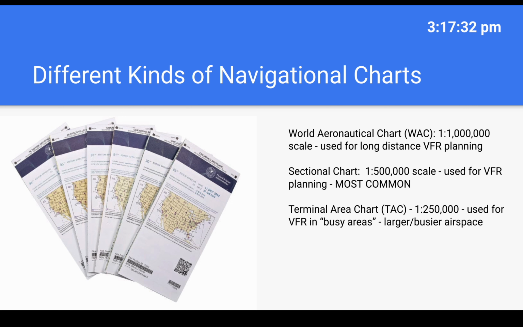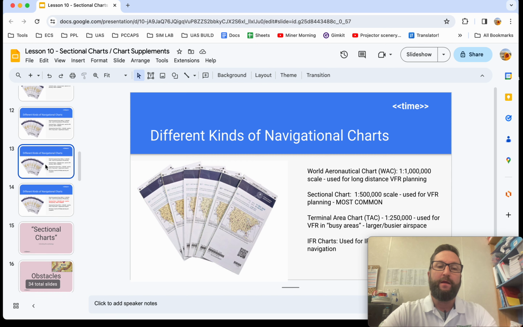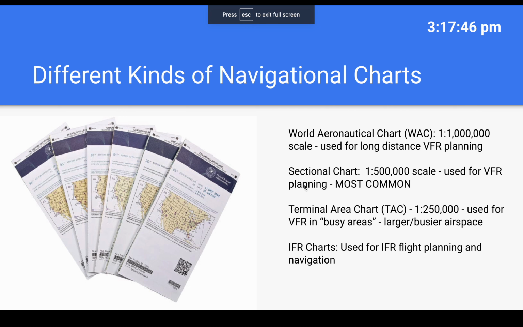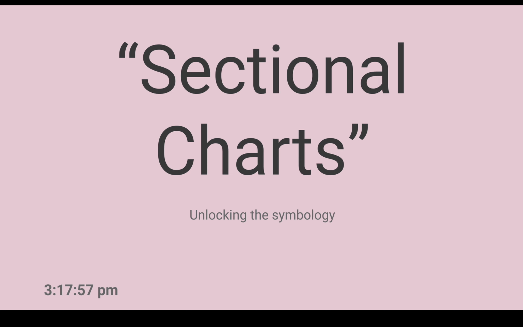And then you may have a need for a terminal area chart. This is half that scale. It's 1 to 250,000, and it's used for VFR in very busy areas, for larger, busier airspaces, things like that. So IFR charts, we won't use those in class, but there are IFR charts for IFR flight planning and navigation. I can show you an example of those as well. But the one we're going to use is the sectional chart. That's the most common one.